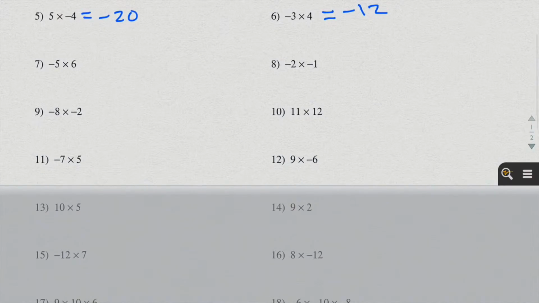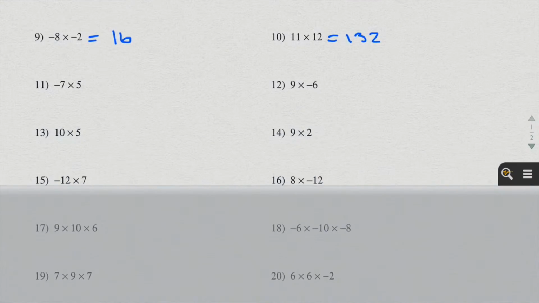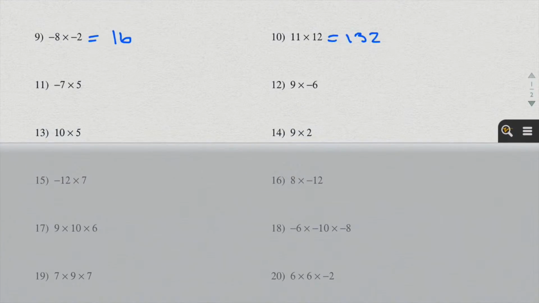Number 7, 5 times 6 is going to be 30. 8, negative 2 times negative 1. A negative times a negative is a positive 2. Number 9, negative 8 times negative 2 gives us positive 16. Number 10, 11 times 12 is equal to 132. Number 11, negative 7 times 5 gives us negative 35. Number 12, 9 times negative 6 equals negative 54.